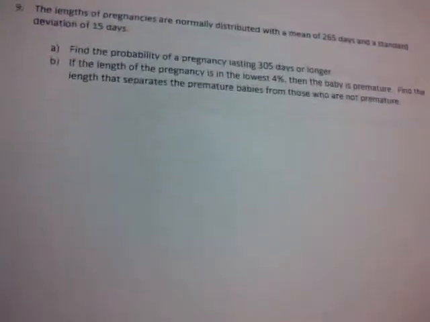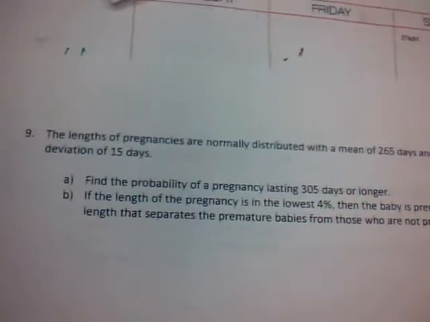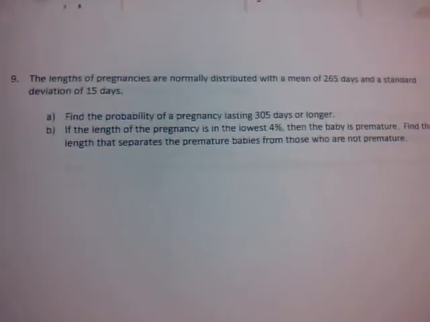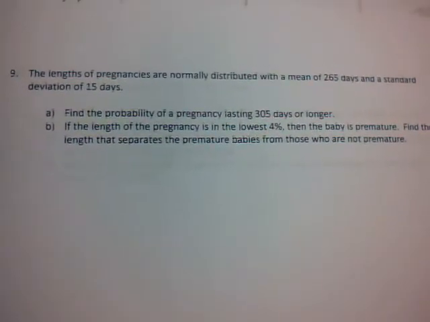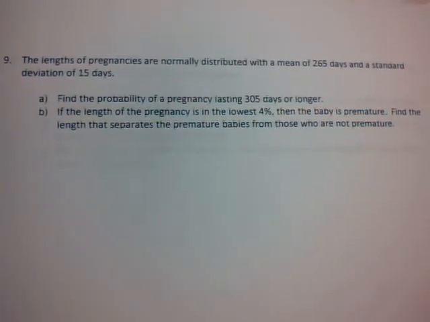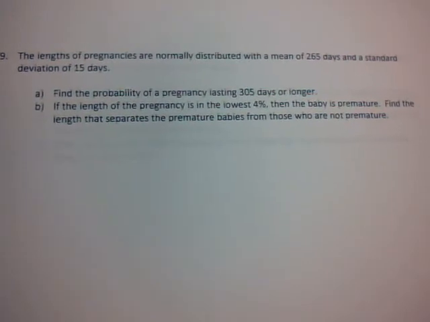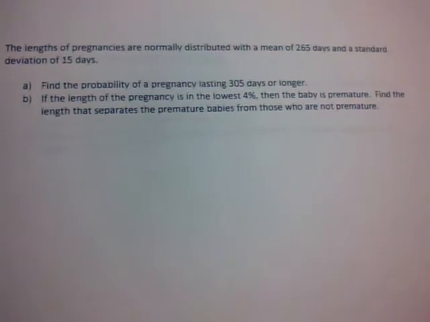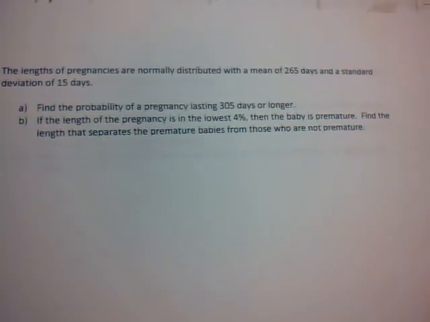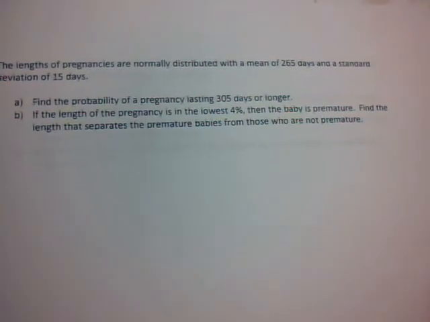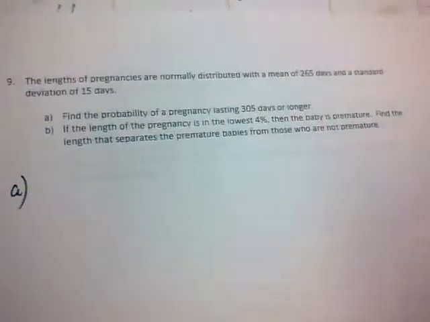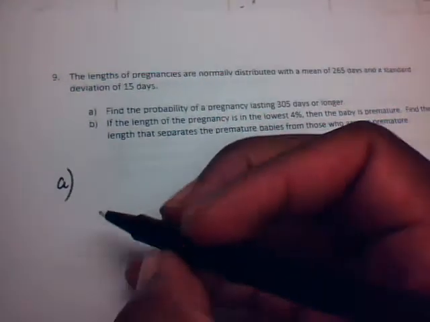Question number 9. The length of pregnancies are normally distributed with a mean of 265 days and a standard deviation of 15 days. Here you want to find the probability of a pregnancy lasting 305 days or longer. That's part A. Part B, if the length of pregnancy is in the lowest 4%, then the baby is premature. You want to find the length that separates the premature babies from those who are not premature. Okay, so let's do part A, finding the probability that the pregnancy lasts 305 days long.